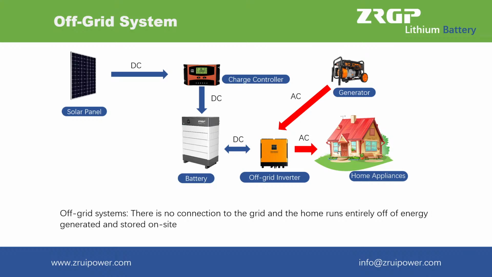Off-grid systems are best for homeowners who don't have access to the grid. Whether it's a rural farm or a cabin in the woods, off-grid solar systems let you have the electricity that you otherwise might not have.